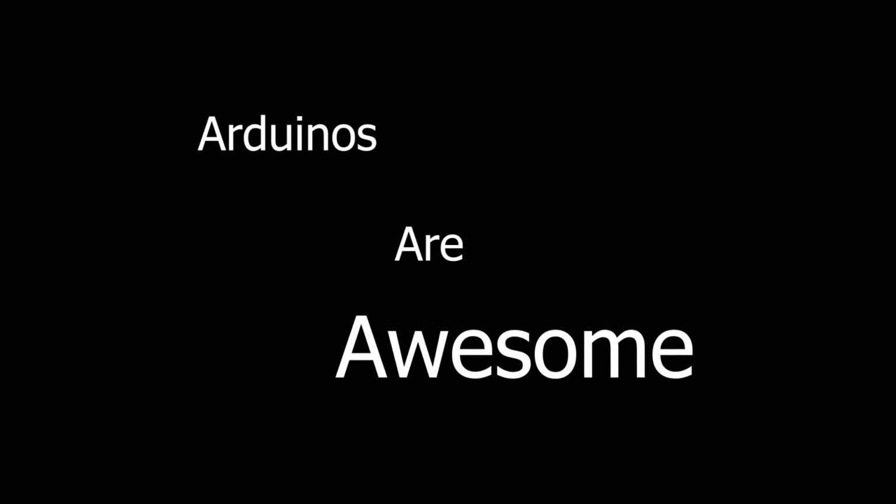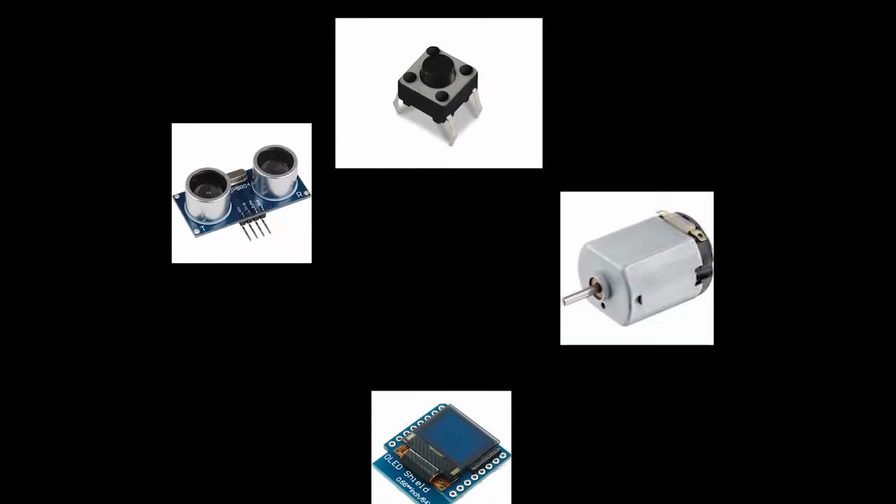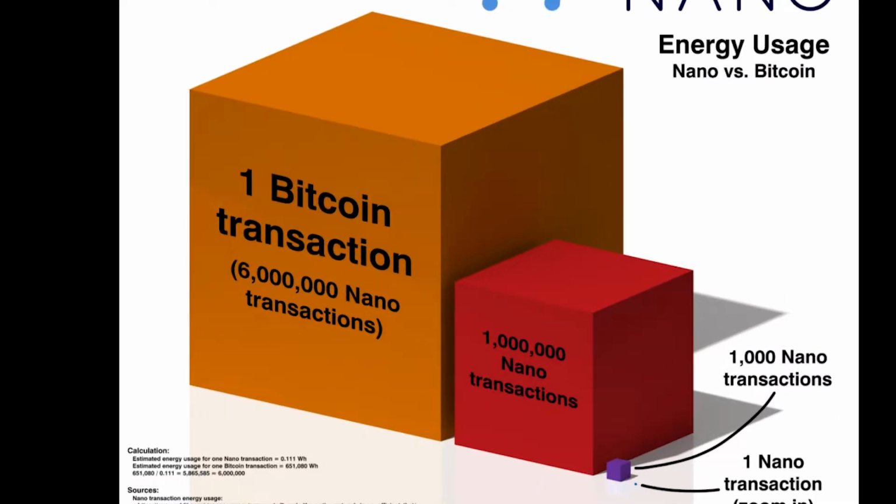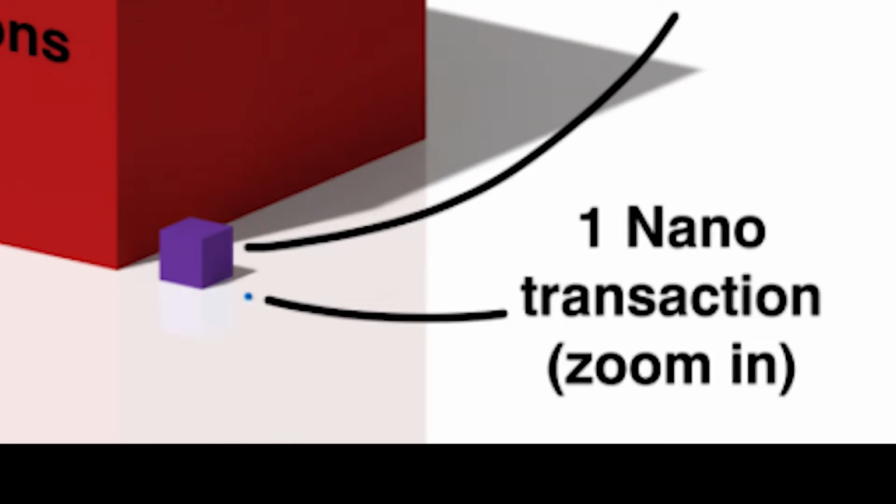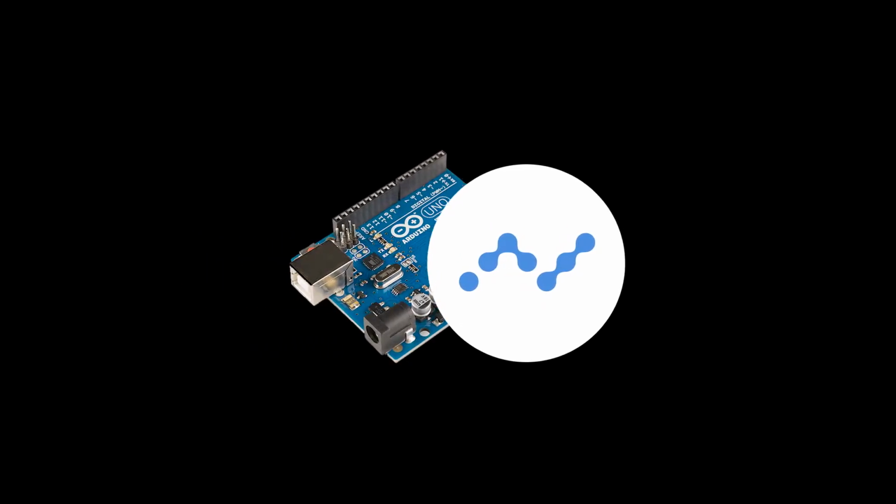Arduinos are awesome. They allow you to automate lots of things. You can apply sensors, motors, buttons, screens, limitless possibilities. They are fast, efficient, and pretty easy to get into. Then there's the Nano currency, the fastest, most efficient decentralized currency ever created, with zero fees. Wow! Now what if we combine the two?